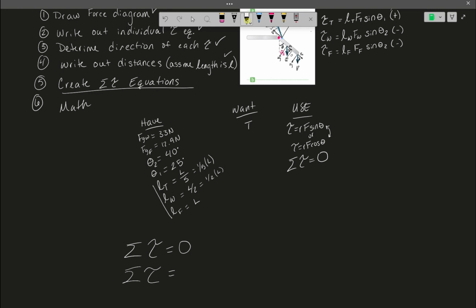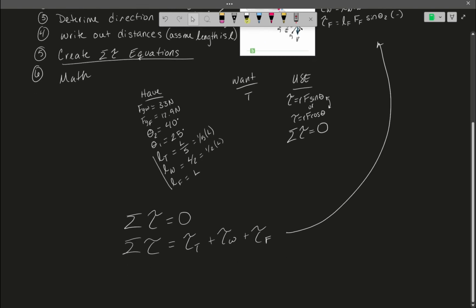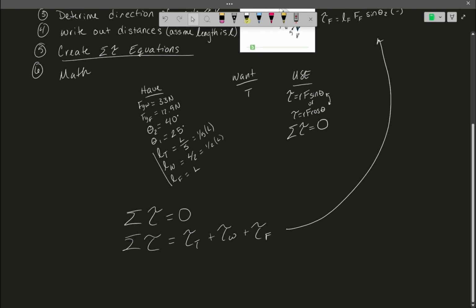Now I need to just incorporate all my torques here. So I will have the torque due to the tension of the tendon plus the torque of the weight of my leg, plus the torque due to the weight of my foot. I'm now going to replace all of these with the equations I have above, incorporating my directionality here. So also this will be equal to 0.